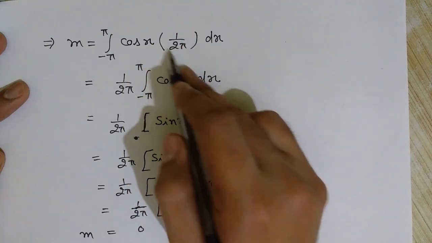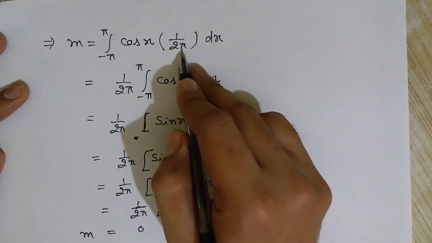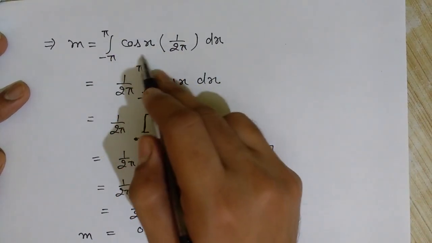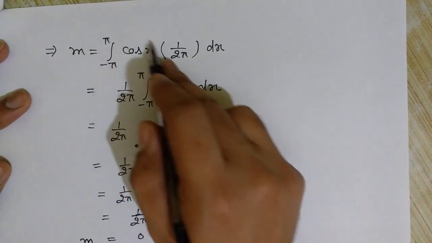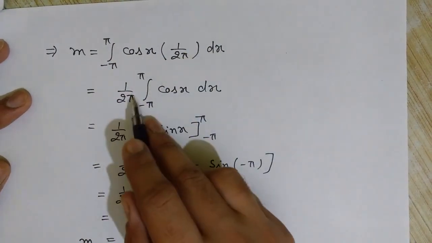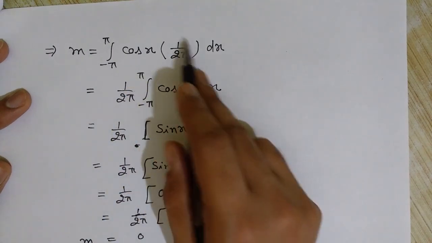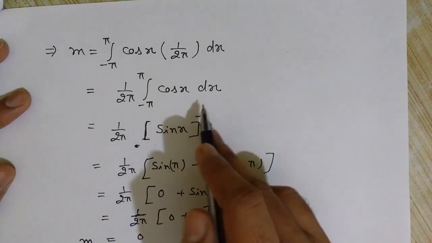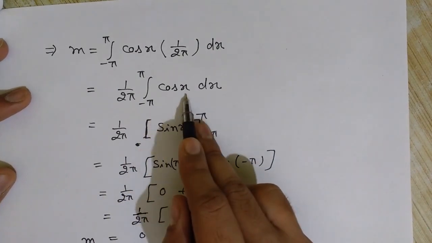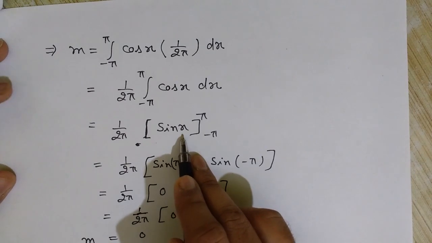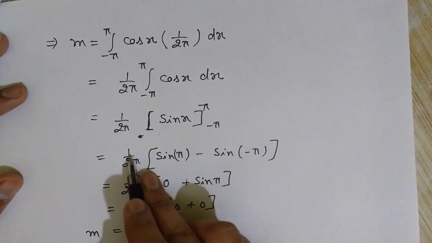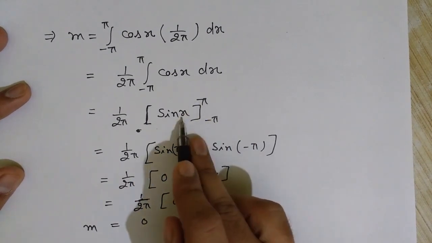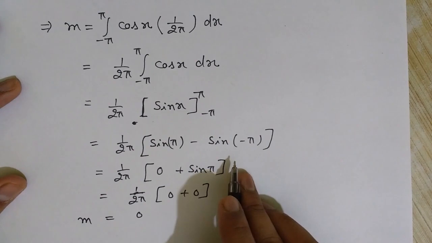The probability density function f of x is 1 upon 2 pi from minus pi to pi limits. For other values it is 0, and g of x, we are just applying the formula, is cos x. So just integrate it, take this constant out: 1 upon 2 pi, integral from minus pi to pi of cos x dx. We know the integration of cos x is sin x with respect to x. Limits minus pi to pi: 1 upon 2 pi, upper limit minus lower limit, sin of pi minus sin of minus pi. Simple integration.